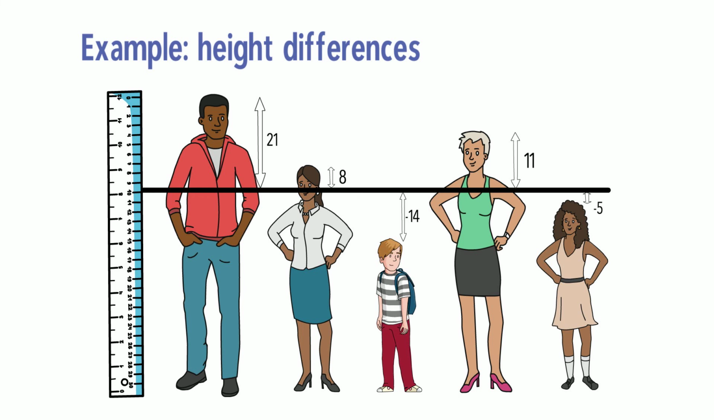Lastly, to find the variance, we take each of these values, square them, and divide by the number of individuals. In our case, this is 5. So, the more spread out the values are from the mean, the larger the variance of a dataset will be.